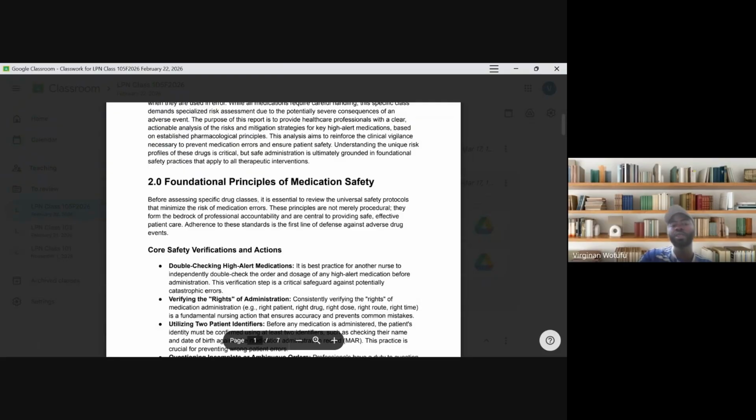And as well, use the 2 patient identifiers, like I said earlier, such as the name of the patient and the date of birth. You check that it matches the medication administration record before you proceed with medication administration.